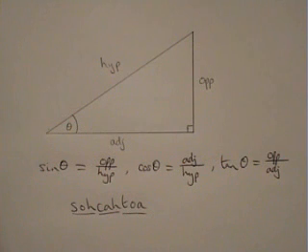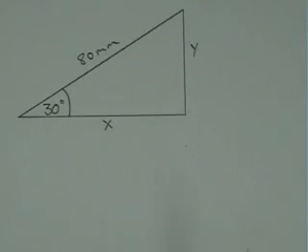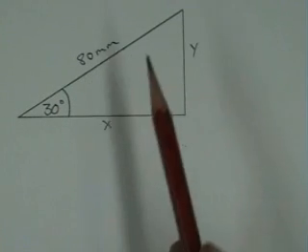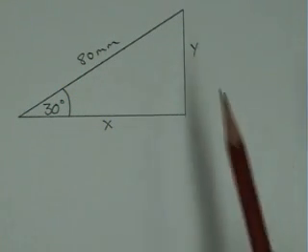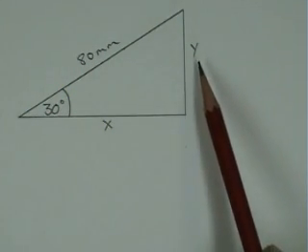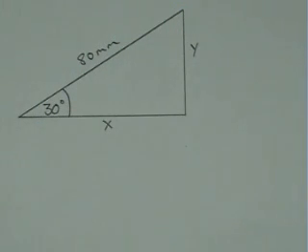If learning SOHCAHTOA helps you remember the relationships, then learn it. If it doesn't help you, forget the word and just learn the relationships. So here's an example where we're given the length of the hypotenuse and we're told what the angle is. And what we're asked to find is the length of the other two sides. This side I've labelled y, this side we've called x.